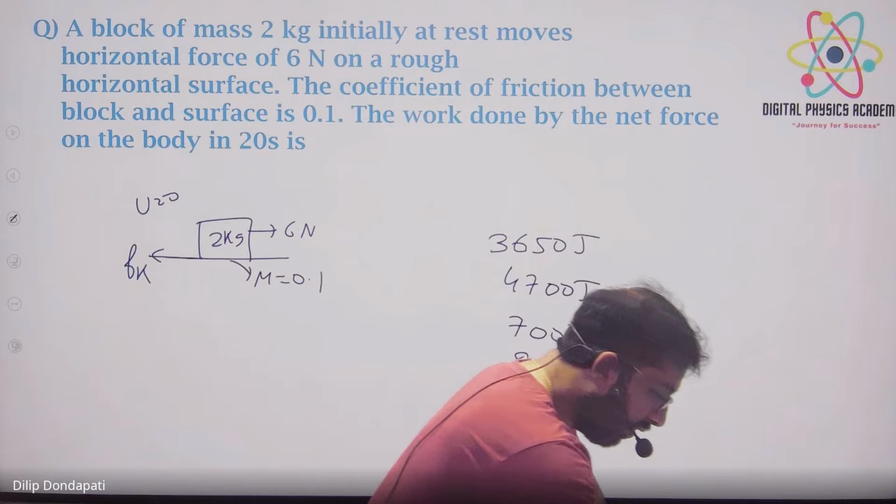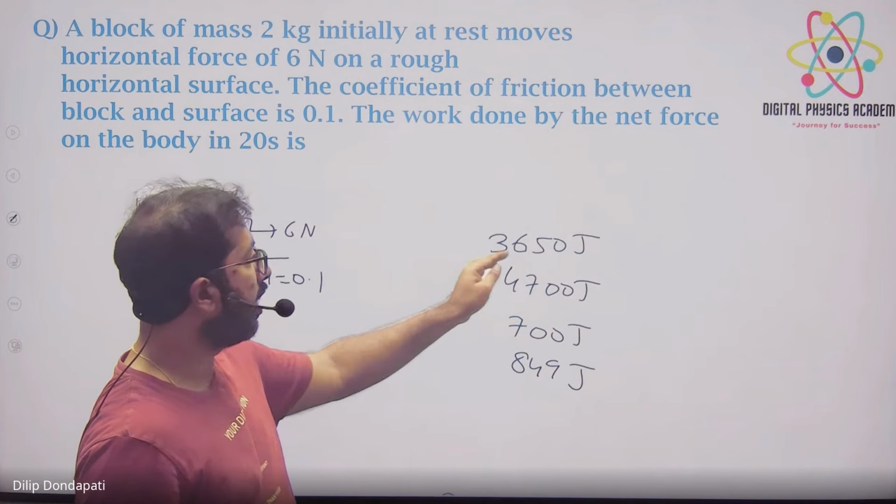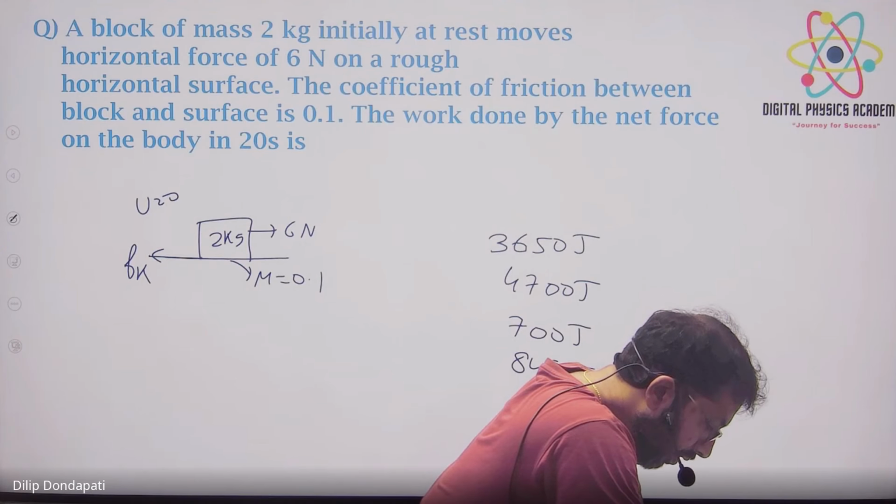If you take 9.8, how much is it coming? Taking 9.8 will make the calculation harder. Okay, it's an approximate answer, so sometimes the options are close to each other, so a slight difference matters. Let's take 9.8, it will be 849. How much FK did you get? Calculate once, we'll see the exact answer.